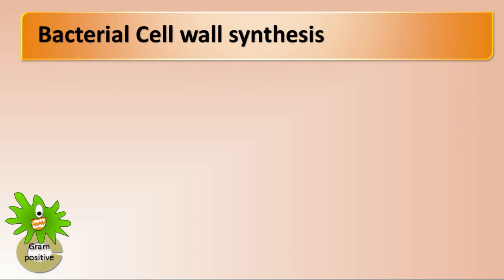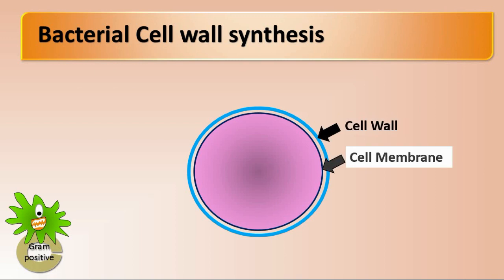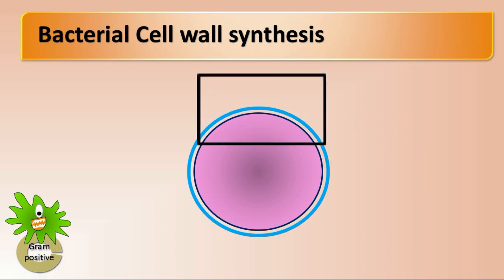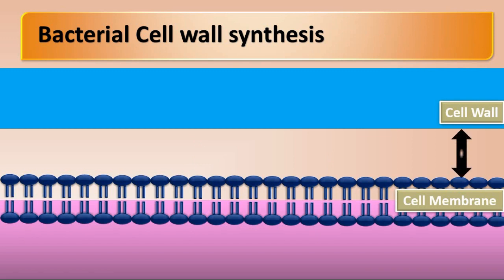Before dealing with the mechanism of action, we have to discuss how bacterial cell wall synthesis takes place. Most bacteria have a cell wall surrounding the cell membrane. In some bacteria, an additional layer is present between the cell wall and cell membrane. The gap between the cell membrane and the cell wall is known as the periplasmic space. Most gram-positive bacteria have a periplasm where metabolic digestion occurs.